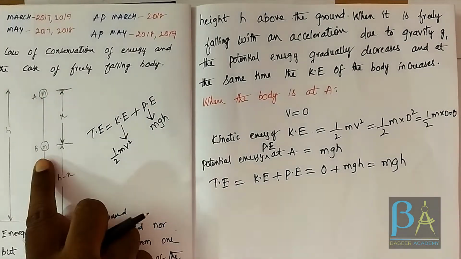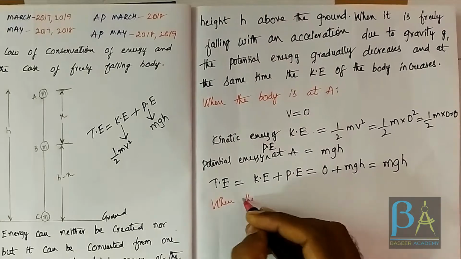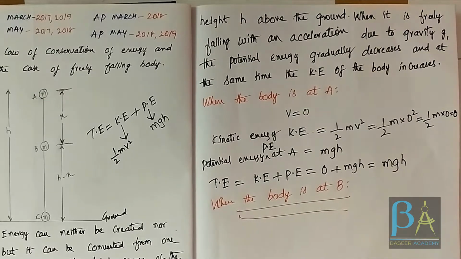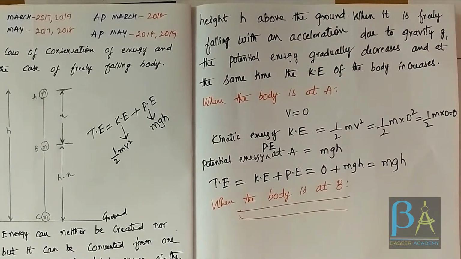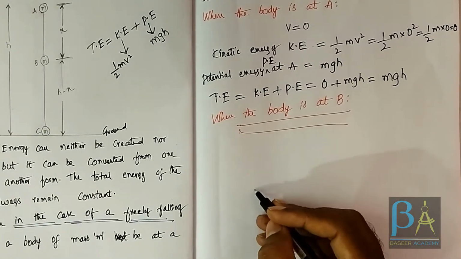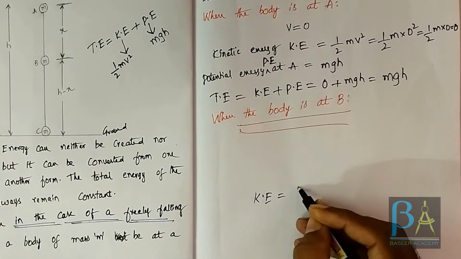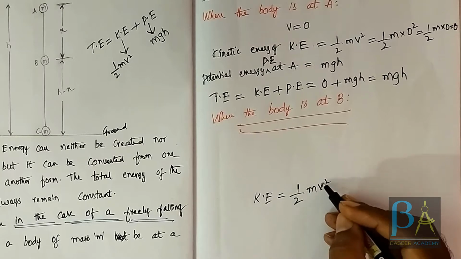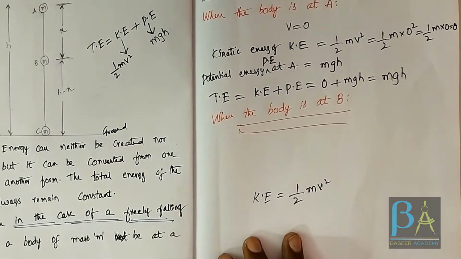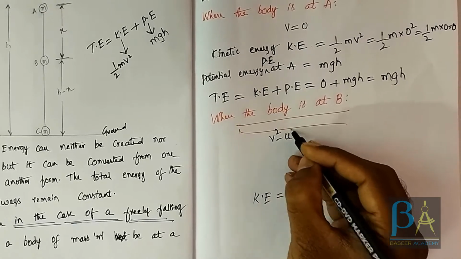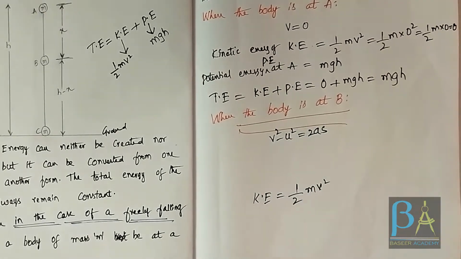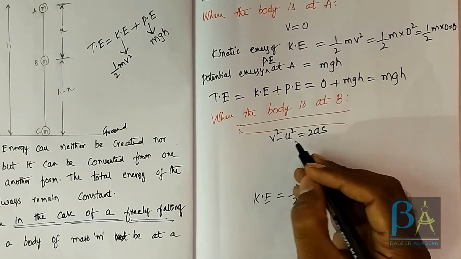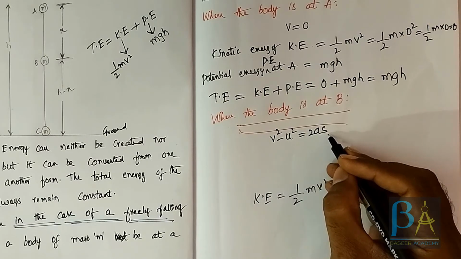Let us also find out the total energy at point B. When the body is at point B, let us find out what the kinetic energy is going to be. The kinetic energy is obviously given by the formula half mv square. But to find out what the final velocity is going to be, let us make use of the second equation of motion, which is v square minus u square is equal to 2as. Here v is the final velocity which I want to find out, u is the initial velocity, a is the acceleration, and s is the displacement.